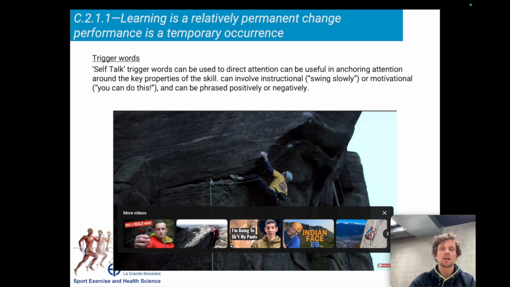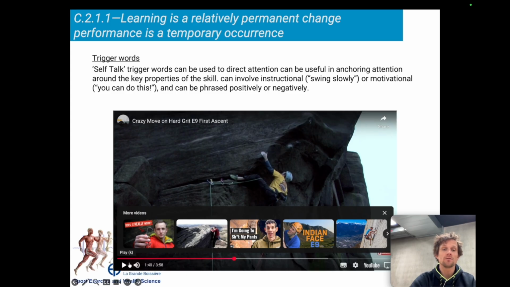Here we can see an example of a really talented climber in the UK who's climbing an incredibly hard route. Now they've practiced this route on top rope and they're using the trigger words top rope, top rope, top rope to convince themselves that they're still safe, despite the fact that if they fell off at this point, it would result in probably severe injuries if not hitting the ground. Let's have a quick look at the video.